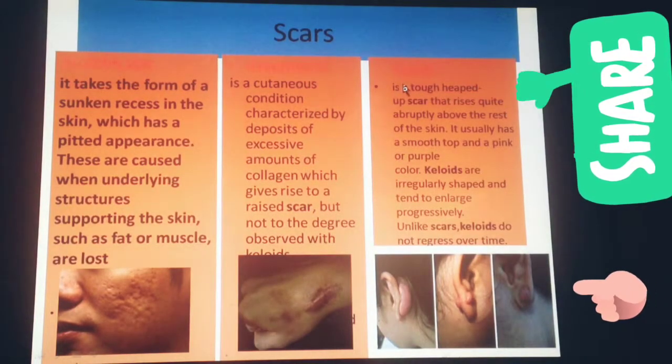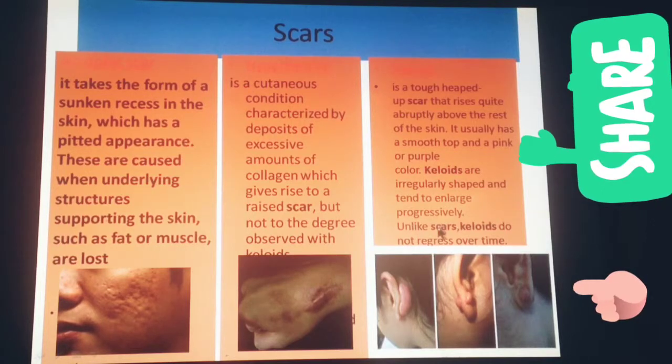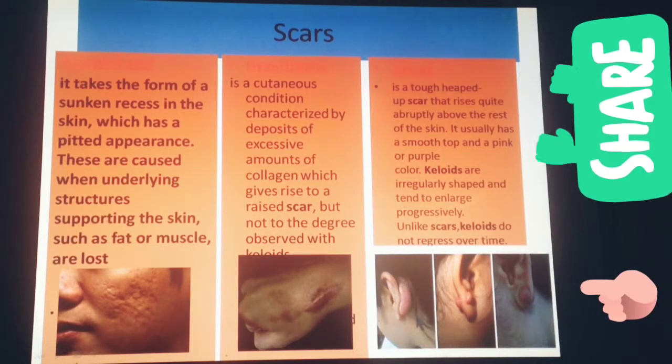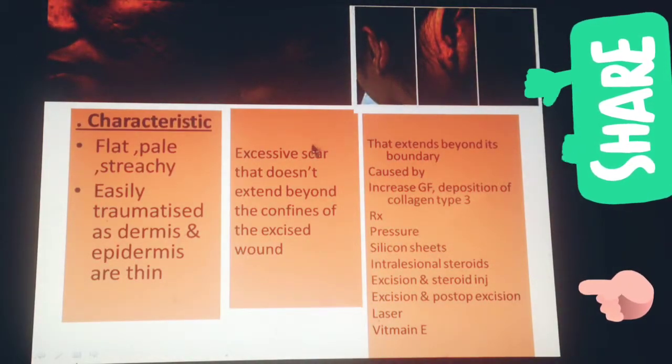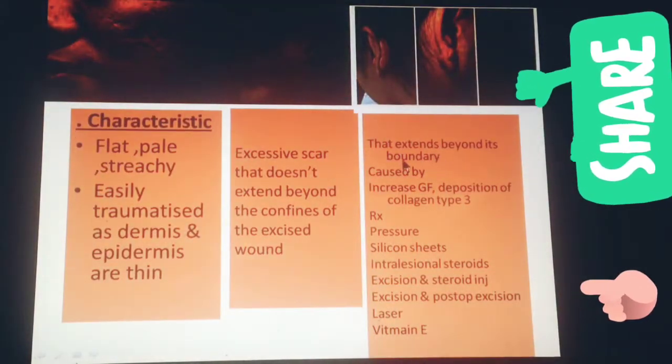The opposite happens in the keloid. This is a tough heaped up scar that rises quite abruptly above the rest of the skin. It usually has a smooth top and pink or purple color. Keloids are irregular shaped and tend to enlarge progressively. Unlike other scars, keloids do not regress over time, so treatment is given in order to reduce such scars that are being formed. The common characteristic that differentiates it from a hypertrophic scar is that it extends beyond the boundary.